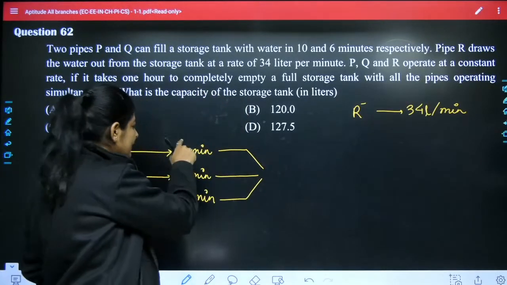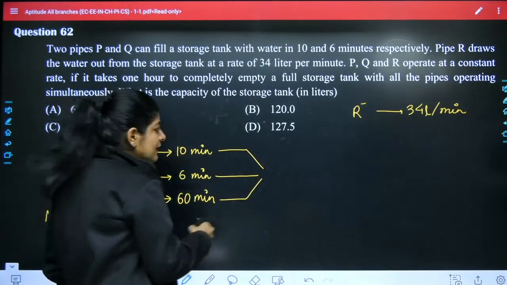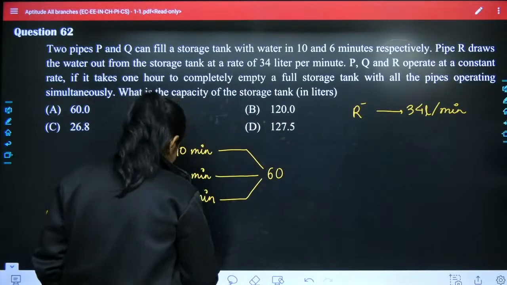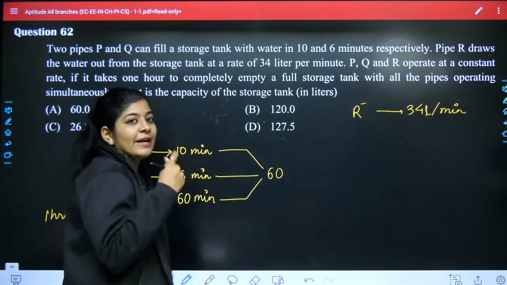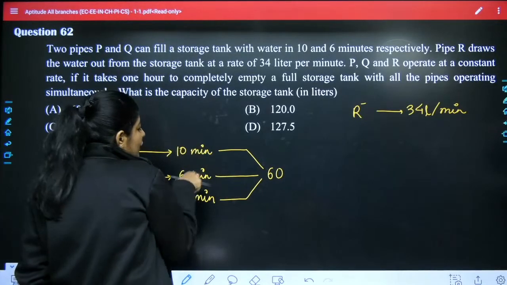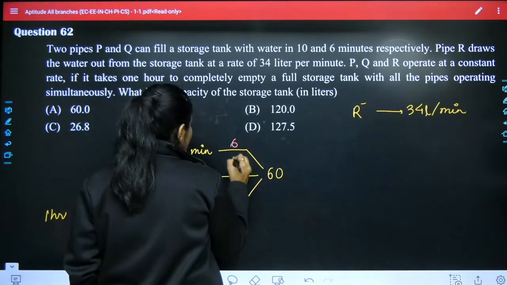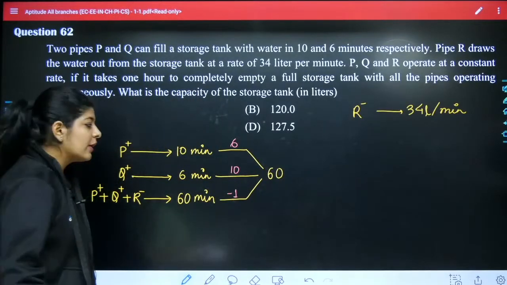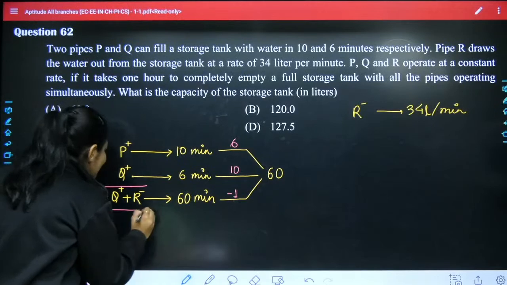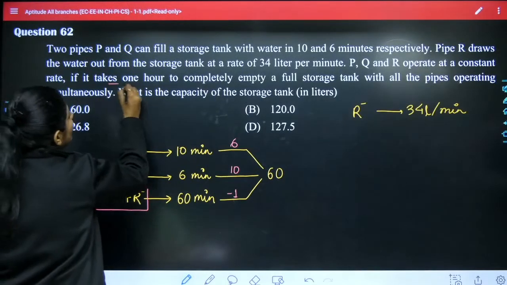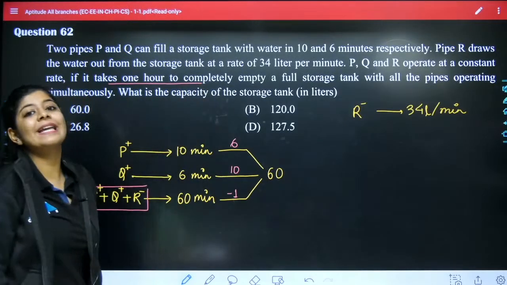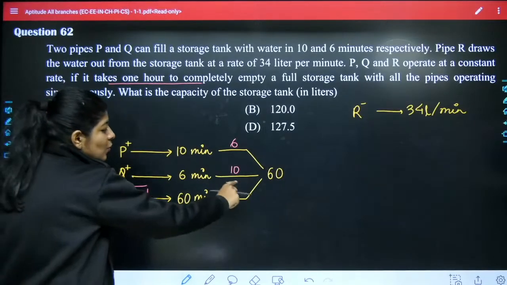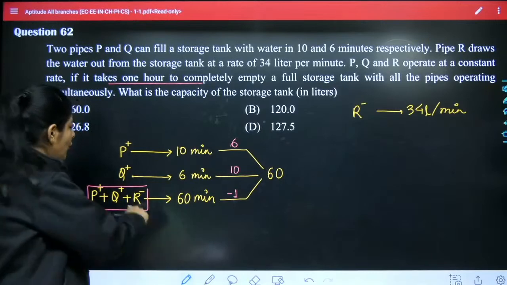Now we need to calculate the assumed total capacity. For this we find the LCM of all these, and the LCM is nothing but 60. From this we can find the efficiency of each of the pipes. This is 6, this is 10, and this is -1. Why do we put -1 over here? Because these three together empty the tank, or draw out water completely, in 1 hour. So -1 is the efficiency of all three pipes together.